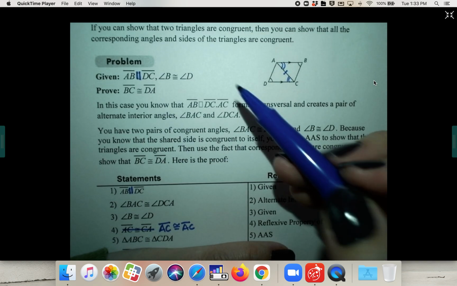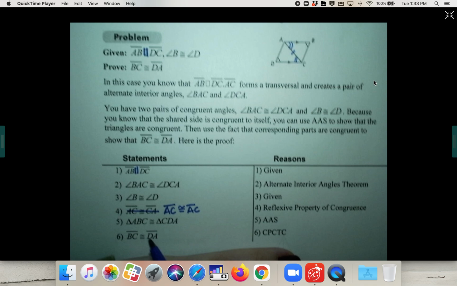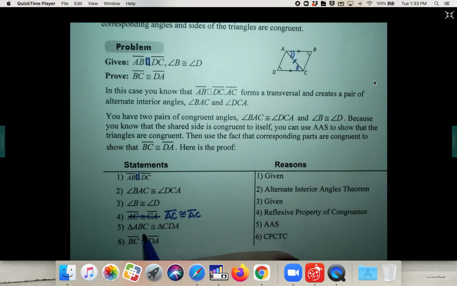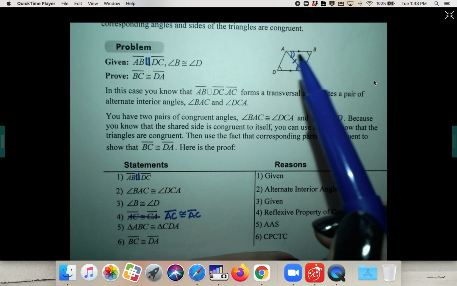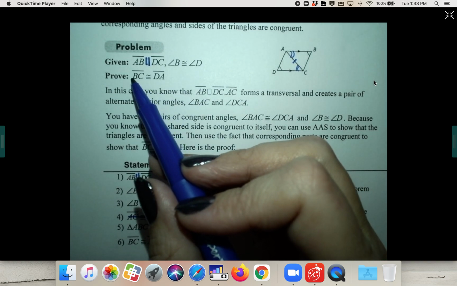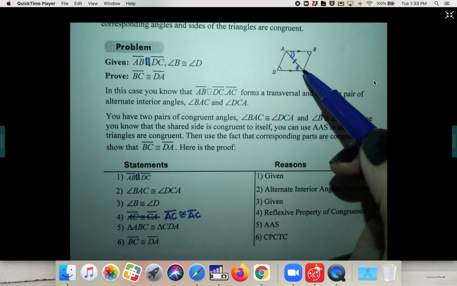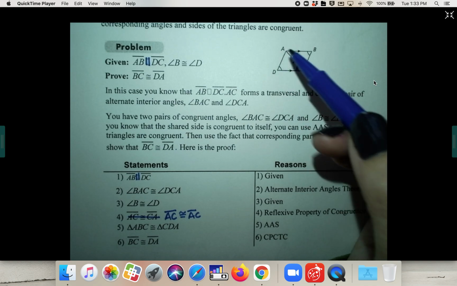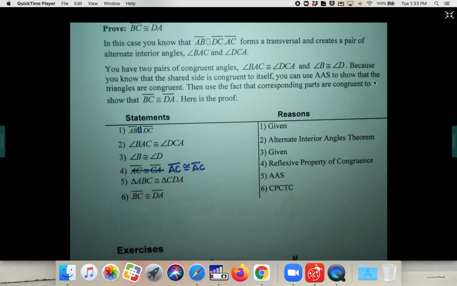But in today's lesson with CPCTC, we're taking it a step further and we're saying, okay, if the two triangles are congruent by angle, angle, side, that means that all the corresponding parts, angles and sides, of the two triangles are also congruent. So what we were trying to prove actually is that BC is congruent to DA. So BC must be congruent to DA because we've already proven the triangles are congruent, and therefore corresponding parts of congruent triangles are congruent. All right, this one was all worked out for you. Those are just your examples.